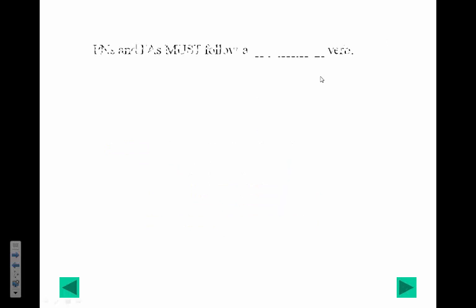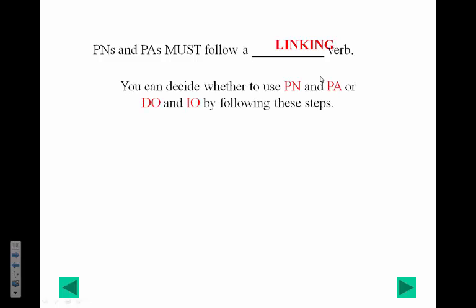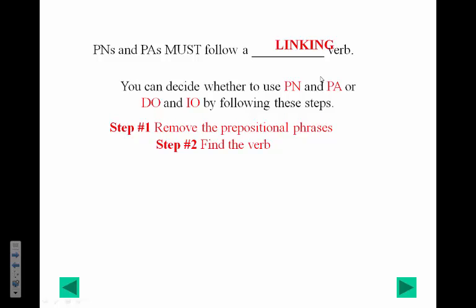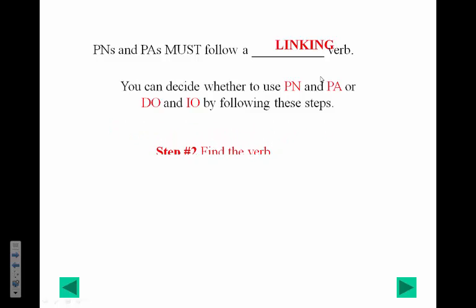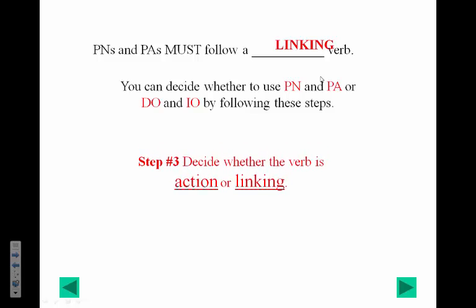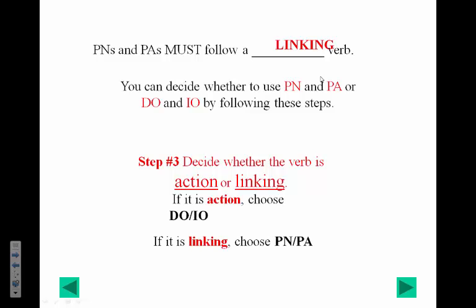All right, so predicate nominatives and predicate adjectives must follow a linking verb. You can decide whether to use PN and PA or DO and IO by following these 3 simple steps. Number 1, remove the prepositional phrases, just like we did with direct objects. 2, find the verb of the sentence. And 3, you have to decide if the verb is an action or a linking verb. If it's an action verb, choose DO or IO. If it's a linking verb, you're going to choose PN or PA.